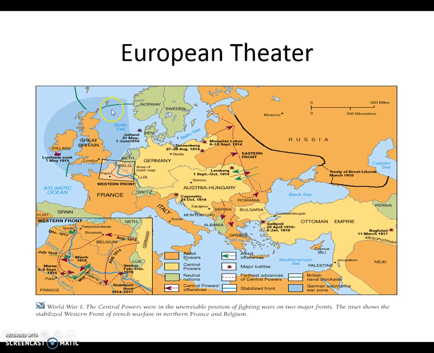Another thing of note is here, Britain is going to set up a naval blockade. And what their plan was to stop.